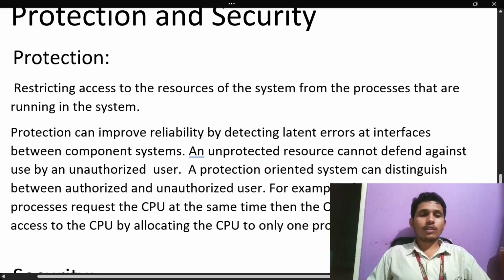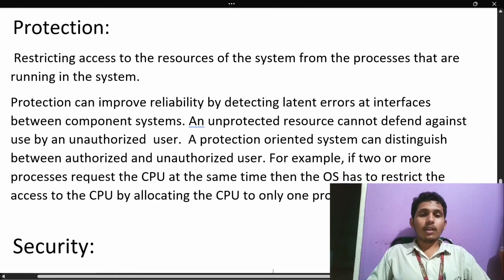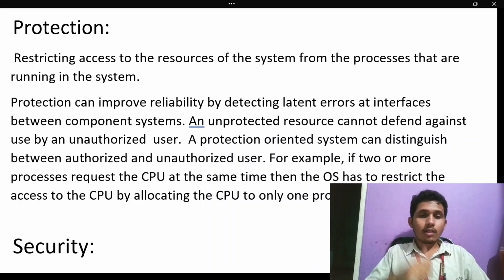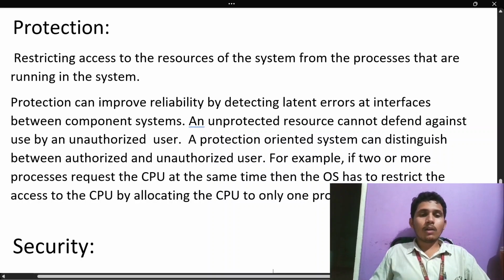So protection, why protection? Protection can improve reliability by detecting latent errors at interfaces between component systems. An unprotected resource cannot defend against an unauthorized user. So a user without any permission can access our data. That is known as an unauthorized user. So an unprotected resource cannot defend against an unauthorized user. A protection-oriented system can distinguish between authorized and unauthorized users.